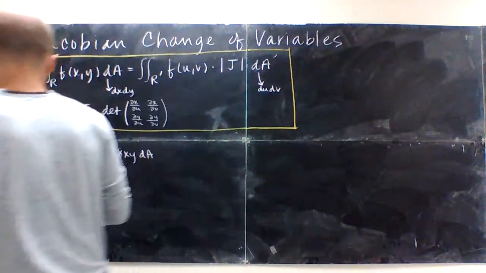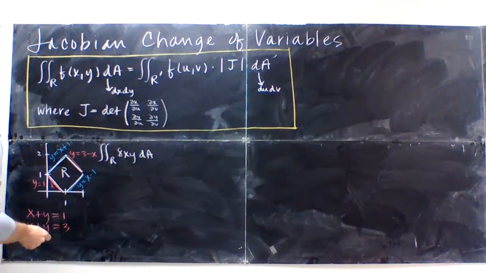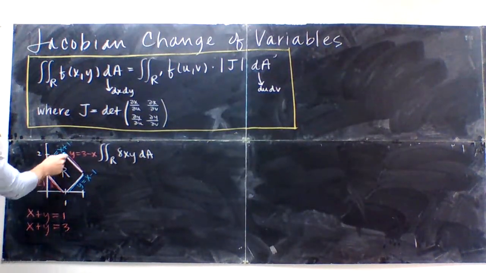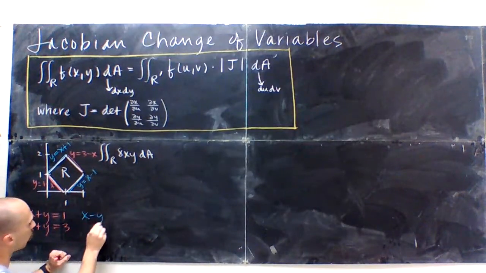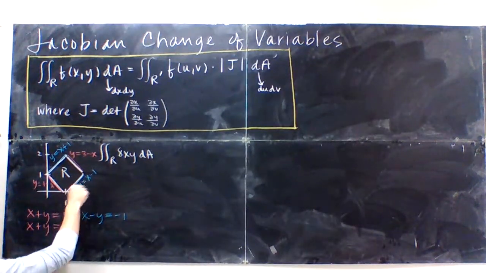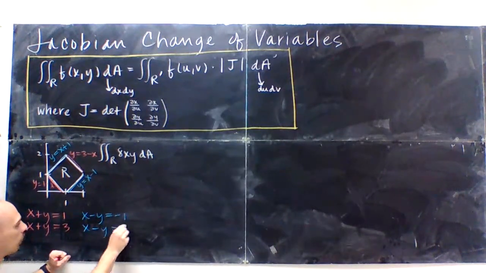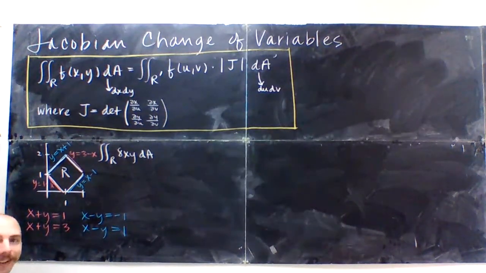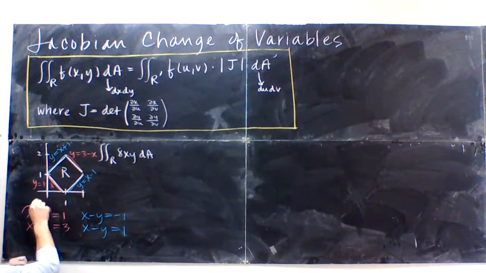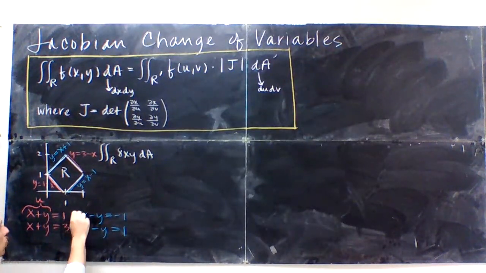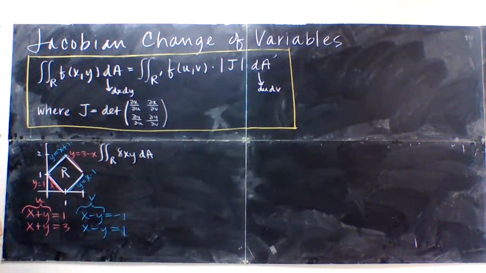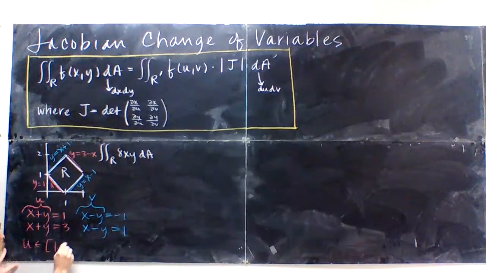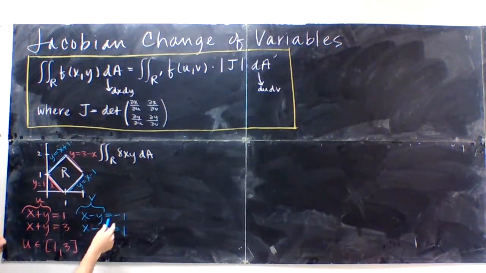All right, so for my blue ones, I'm going to say x minus y equals -1 here. And over here, I'll have x minus y equals +1. Okay, so if I now let u equal x plus y and v equal x minus y, I can express this region as u in the closed interval 1 to 3 and v in the closed interval -1 to 1.